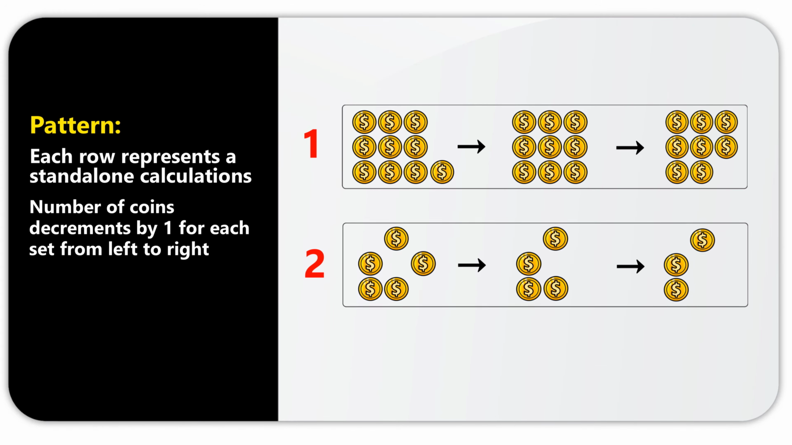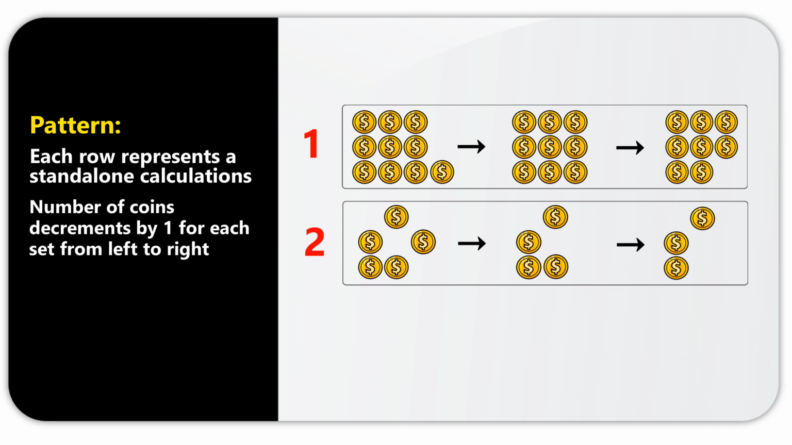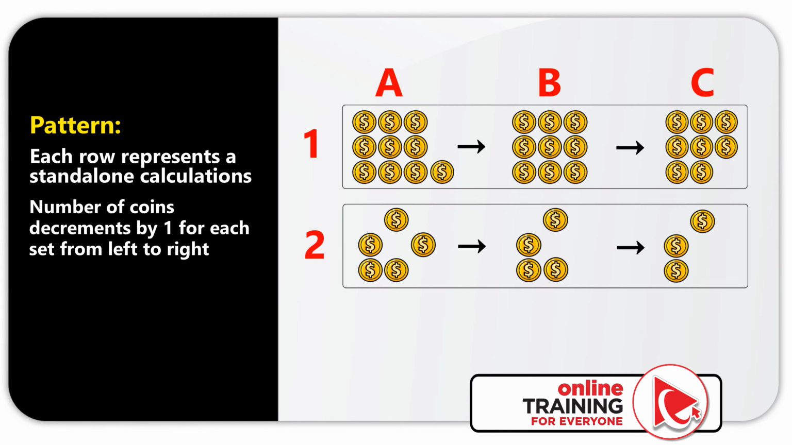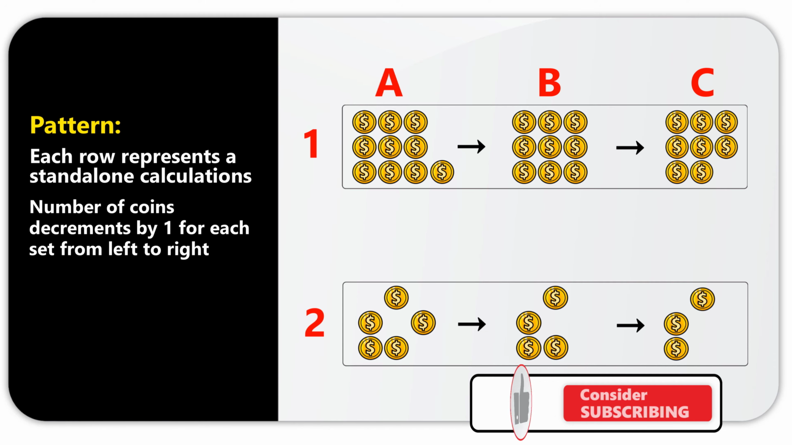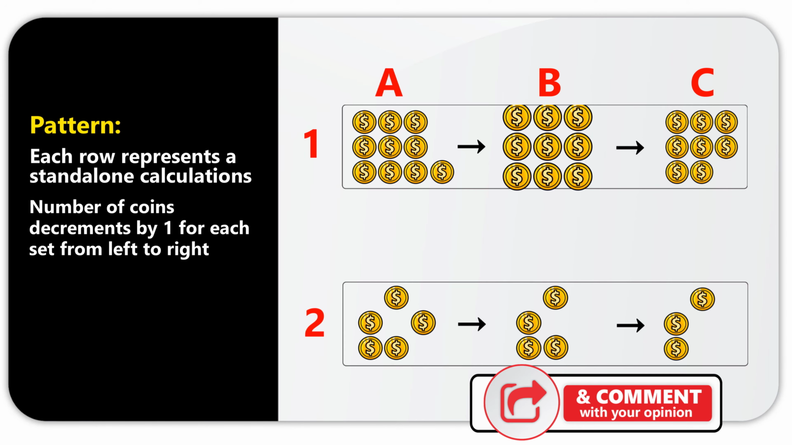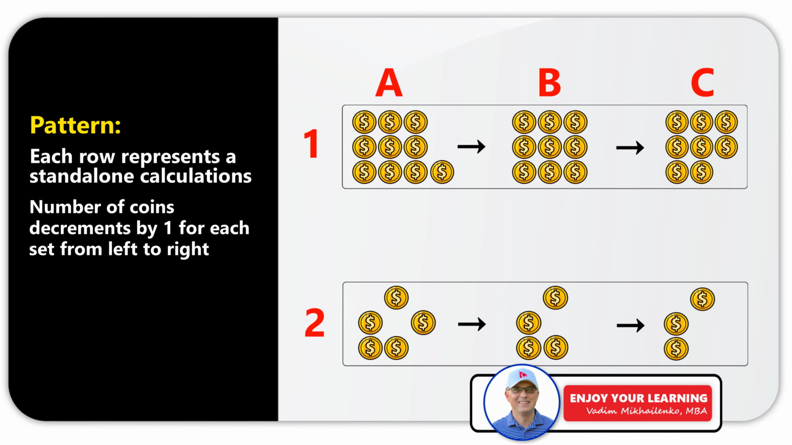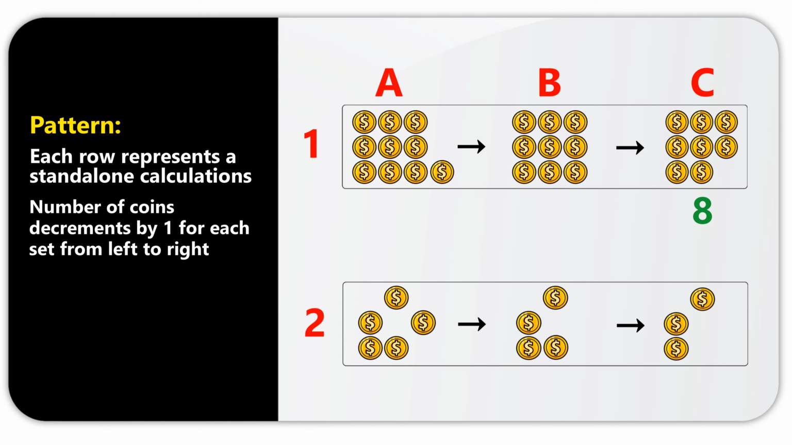Let's look at the specific example, and to make it easier, let's assign letters to each column in the set. We will have columns A, B, and C. Let's look at the first set in row 1. When we start with the area A1, we have 10 coins. As we move to area B1, we have 9 coins. In the area C1, we only have 8 coins. So you see, this is how decrement by 1 works.